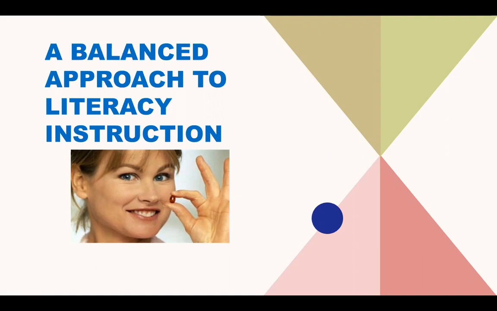A balanced approach to literacy instruction is based on a comprehensive view of literacy. In our text, Cunningham and Allington compare the balanced approach to literacy instruction to a multivitamin. The idea is that the best of teacher and student-centered learning theories are brought together. We will go over the elements that are usually included in a balanced approach to literacy instruction.